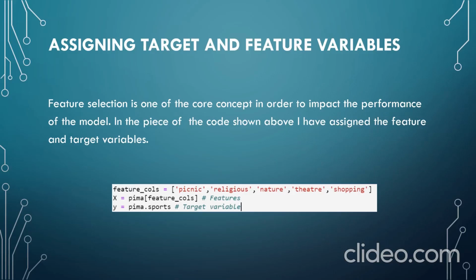Assigning target and feature variables. Feature selection is one of the core concepts that impact the performance of the model. In the piece of code shown above, I have assigned the feature and target variables.